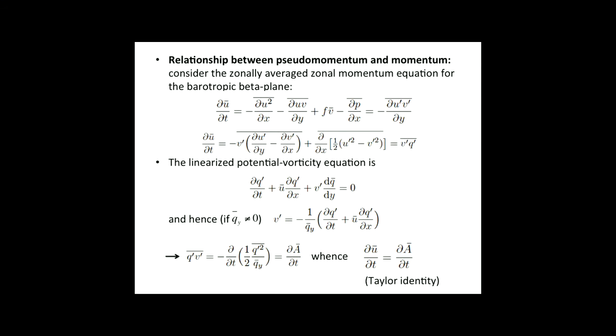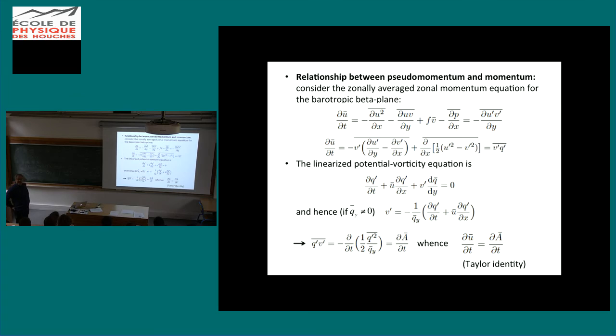So of course, on the first day I talked about the momentum budget of the atmosphere. No one talks about the pseudo momentum budget of the atmosphere, well, maybe Lay would, but most people don't. So we have to relate pseudo momentum and momentum somehow. This is the zonally averaged zonal momentum equation on the barotropic beta plane.